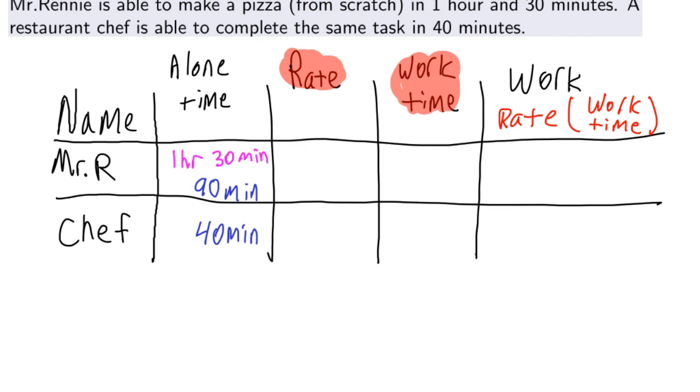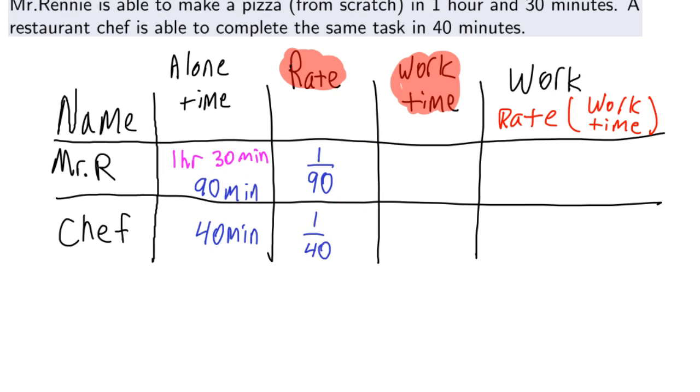Now taking a look at the rate. The rate is always going to be the reciprocal of the alone time. So if the alone time is 90 minutes, then the rate for Mr. Rennie is going to be 1 over 90. And for the chef, it's going to be 1 over 40.